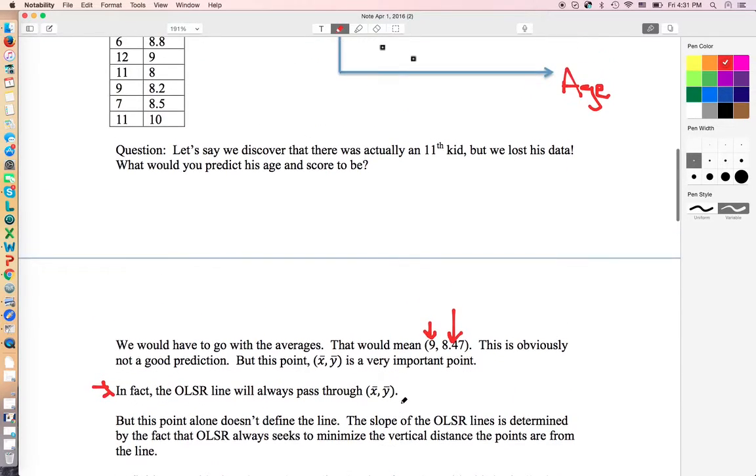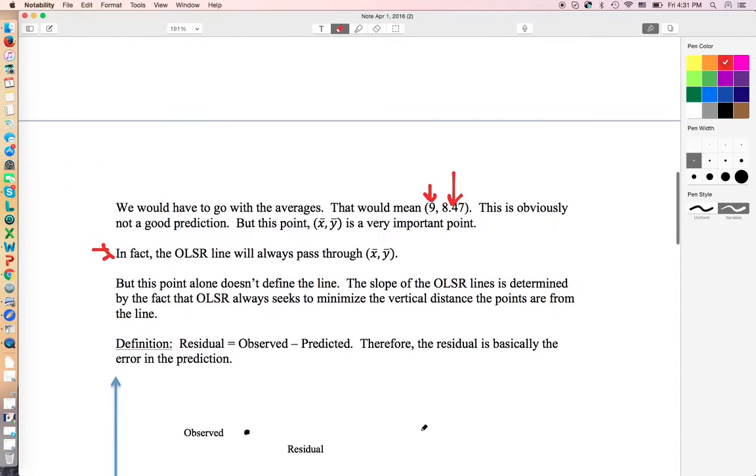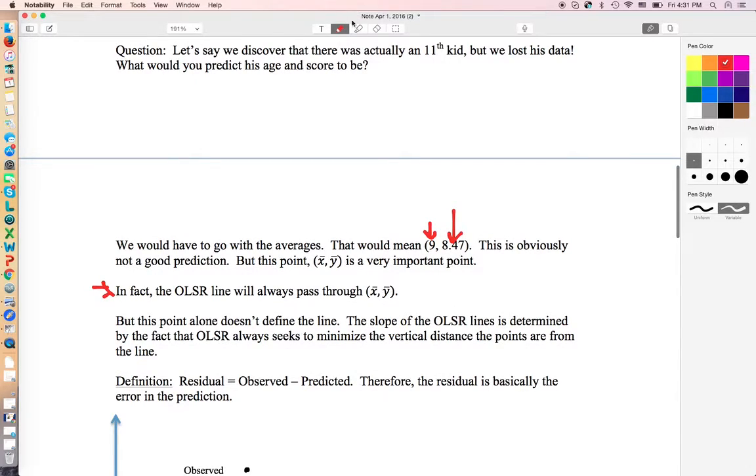But that point alone is not going to tell us everything we need to know about the line of best fit. We still need to know the angle at which the line passes through this point X bar, Y bar. So in theory, we need to know the slope of the least squares regression line. And the way that ordinary least squares regression determines the slope is it seeks to minimize the vertical distance the points are from the line. It's really important. That's kind of the key fact.